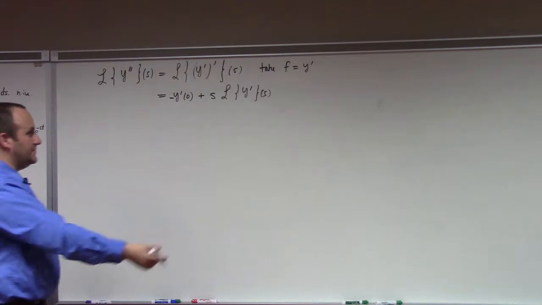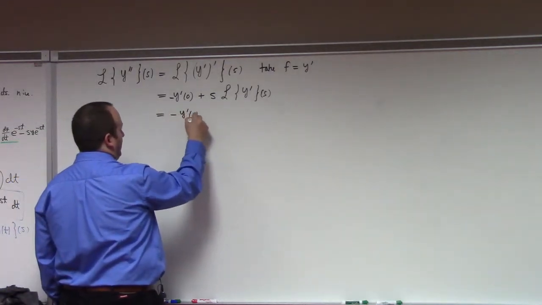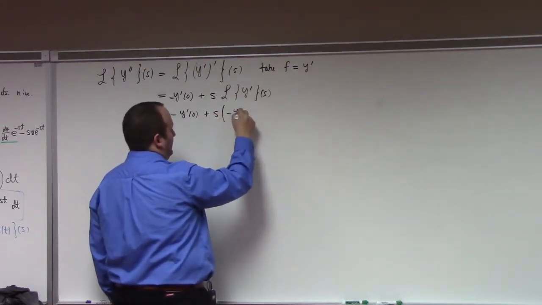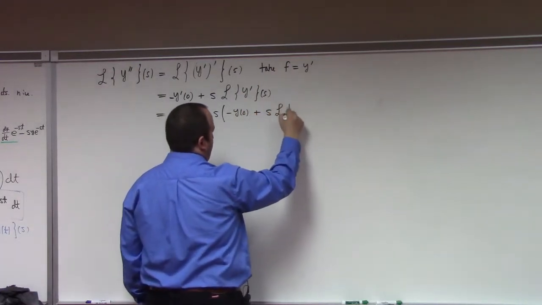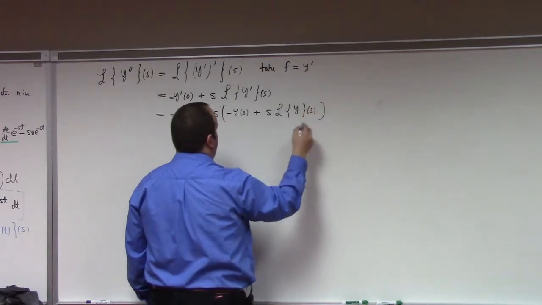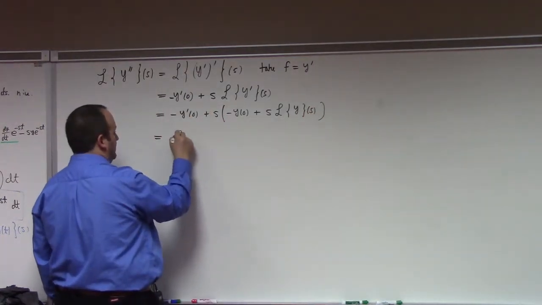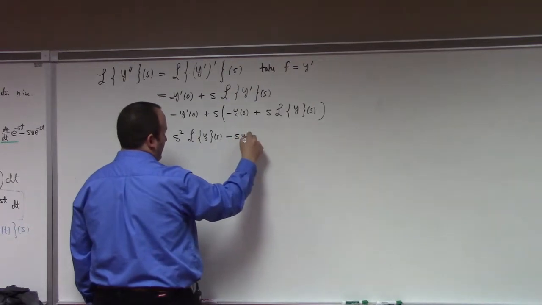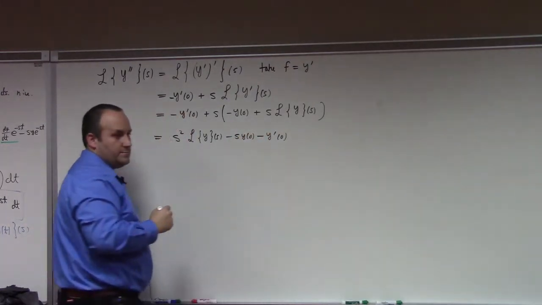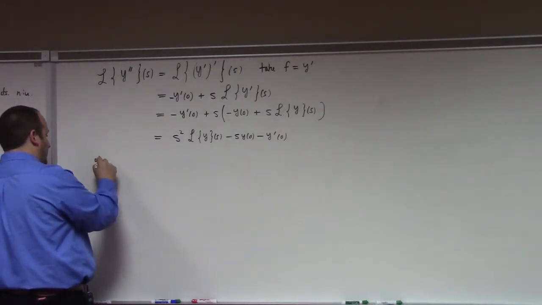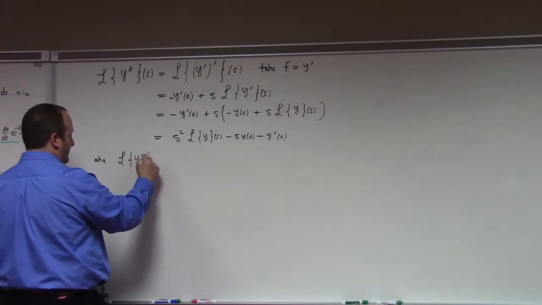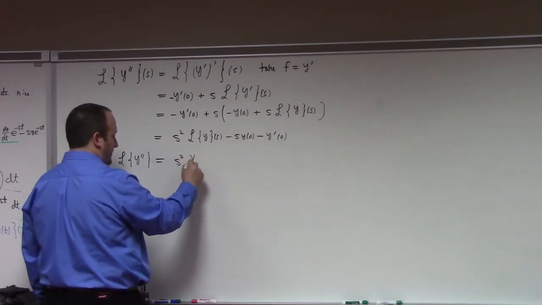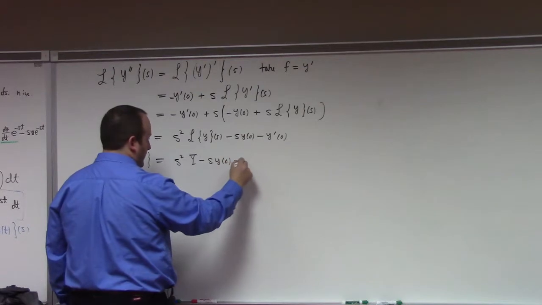Right. Now what do we do? Use the theorem on this piece like we just did, right? So that's minus y of 0 plus s times the Laplace transform of little y. So in total, we get s squared times the Laplace transform of y minus s times y of 0 minus y prime of 0, aka the Laplace transform of y prime prime is equal to, let's say, s squared times big Y minus s times y of 0 minus y prime of 0.